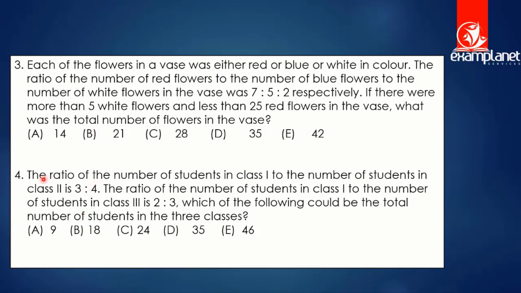Now the next question says that the ratio of the number of students in class 1 to the number of students in class 2 is 3 to 4. The ratio of the number of students in class 1 to the number of students in class 3 is 2 to 3. Which of the following could be the total number of students in the 3 classes? Okay, the 3 classes. Now, let's check this out.